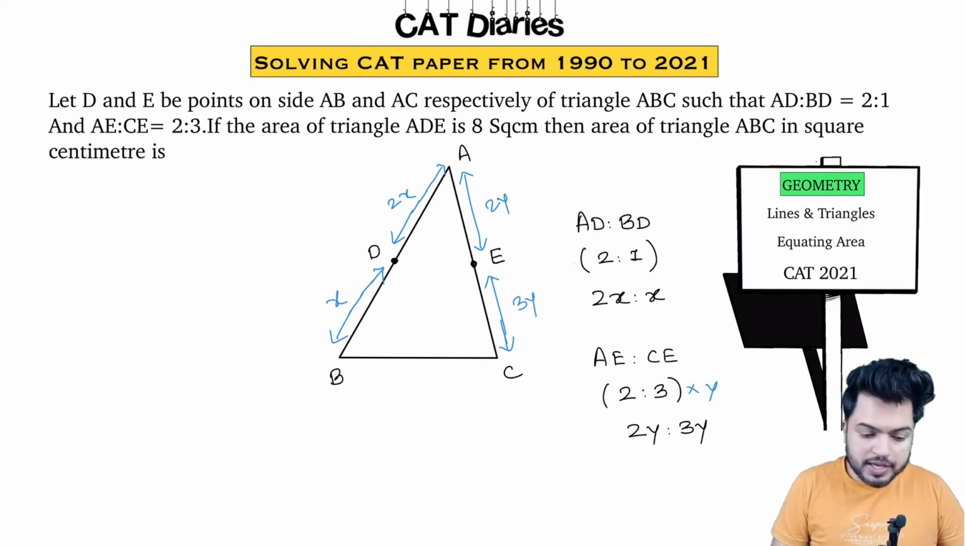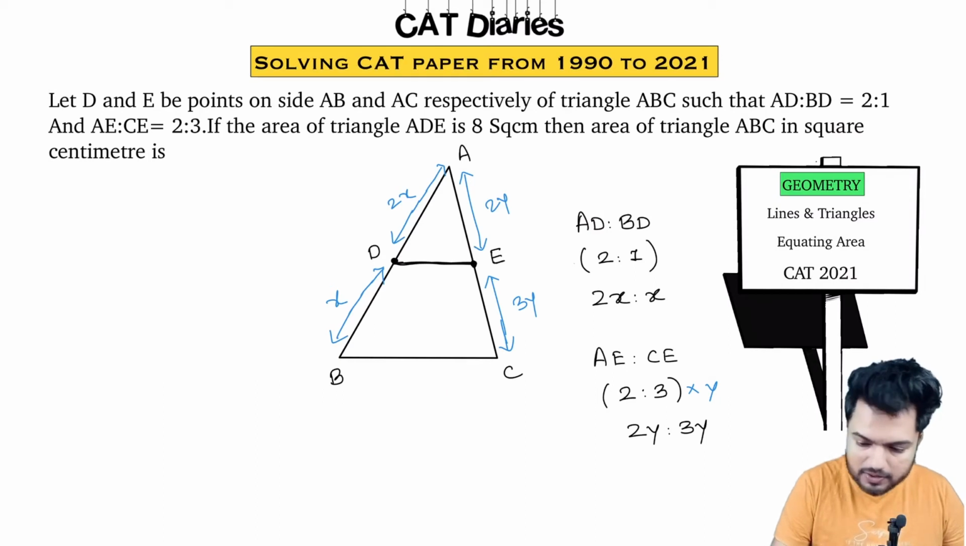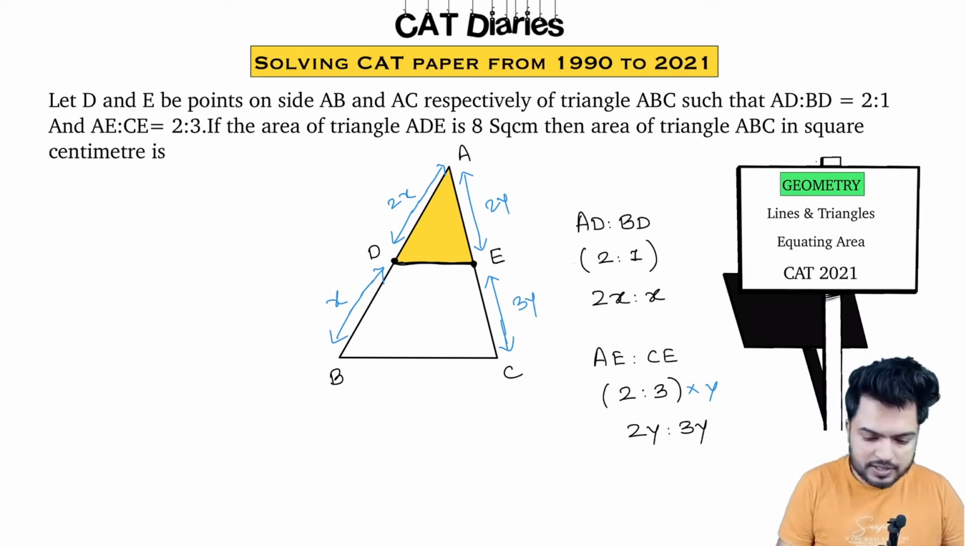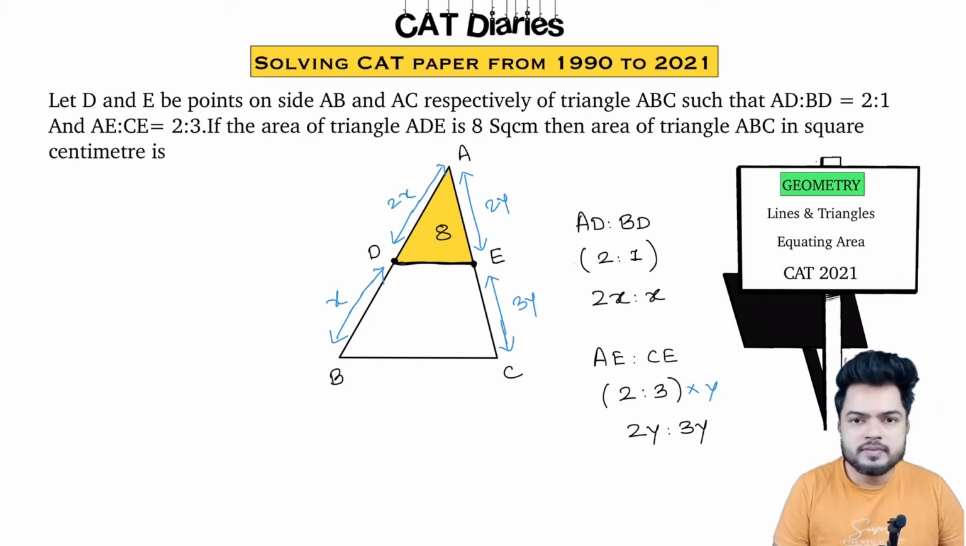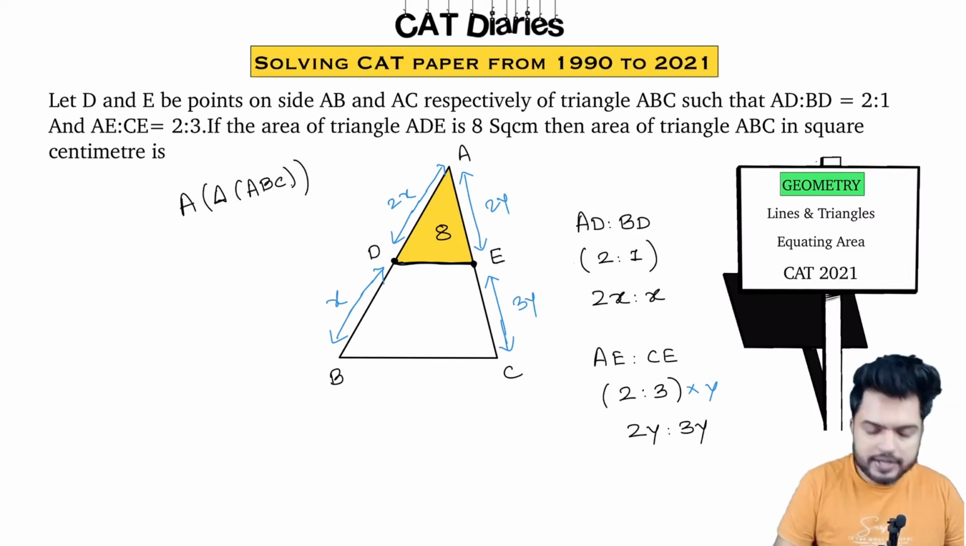Now what is being given to me? I'm being given the area of triangle ADE. So if I join this D with E, there is a triangle that is being created here. If I just color this yellow triangle, the area of this yellow triangle is given to me as 8. And they are asking me what is the area of the triangle ABC, the bigger triangle. That is what you're supposed to find out.